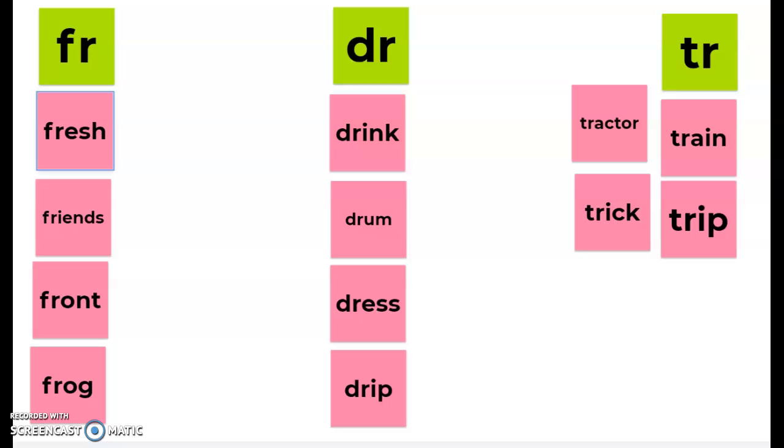Assignment: I am going to give you a consonant cluster, and you're going to select the word that has that consonant cluster in it.